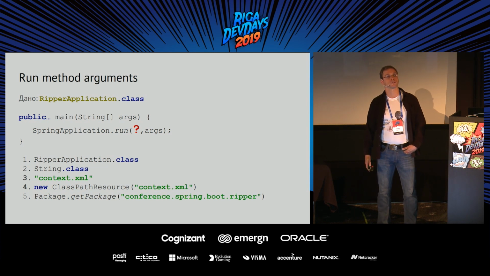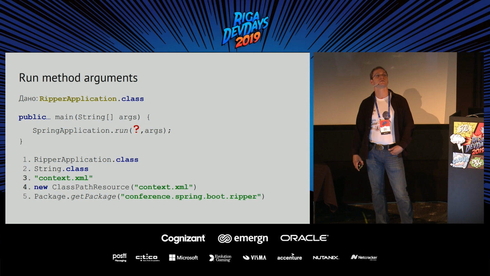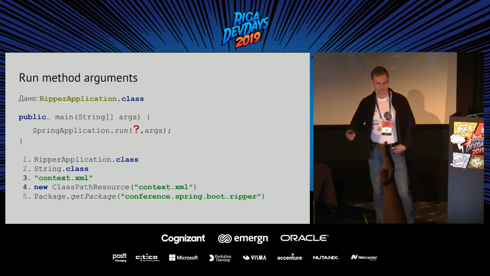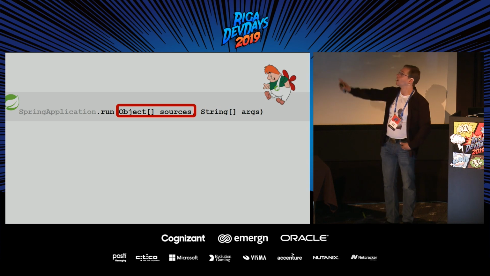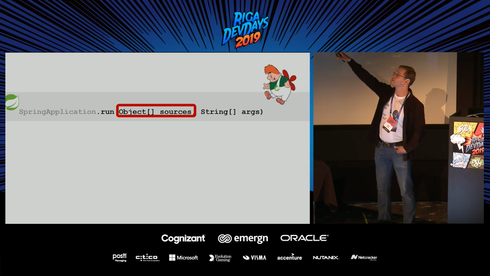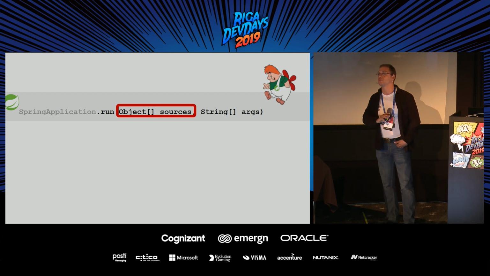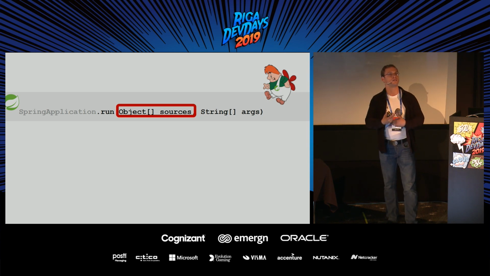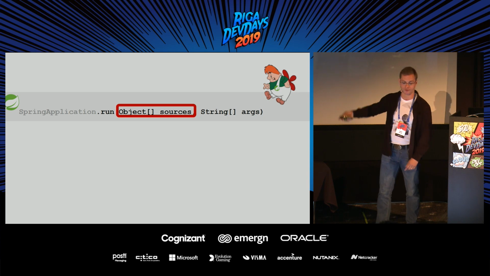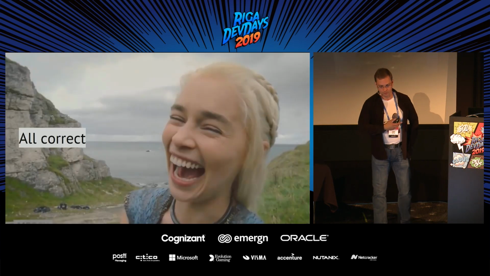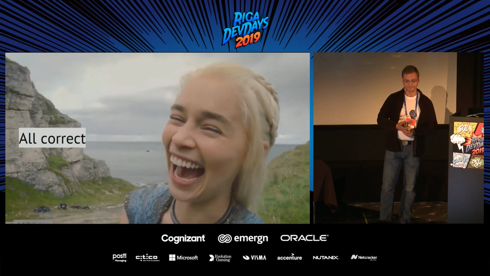Who thinks that only the first is correct? Who thinks that every answer is correct? And you are right, okay? Because the run method takes varargs, and Spring Boot knows how to work with any kind of configuration, and you can even mix them because it's varargs. It can be several, it can be an array. So all answers are correct.